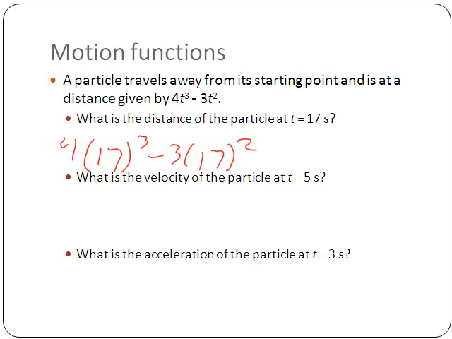And so to find my answer here, all I'd have to do is say 4 times 17 cubed, if I can figure out how to do this on this calculator, minus 3 times 17 squared. And in doing that, I get 18,785.